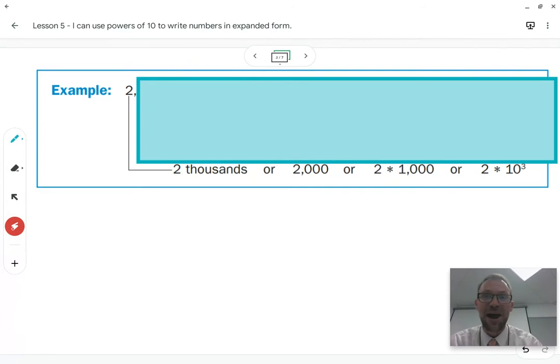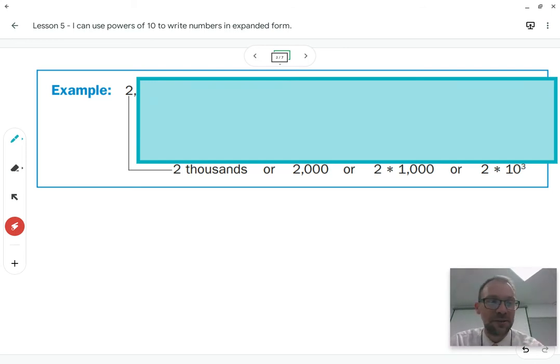We can use a power of 10. Here's some of that new learning. Here's our power of 10, 1,000. So 2 times 1,000 is another way to write 2,000. And then if we take the 1,000 and we think of 1,000 as a power of 10 in exponential notation, we say 2 times 10 to the third power. That's 2 times 1,000. 10 to the third power is the same as 1,000. You remember that from yesterday? All right. Okay, let's keep going.